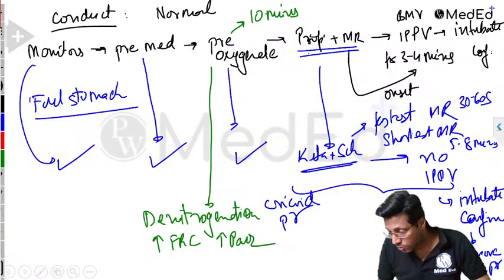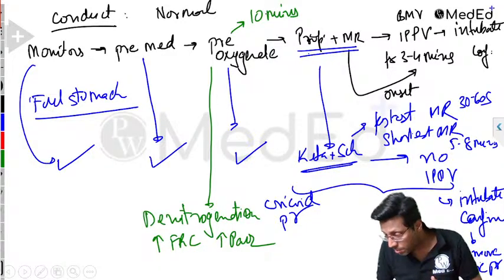Dr. Sangeeta says nitrogen washout. Very good. Dr. Pratisha says, sir, why is IPPV given till the muscle relaxant is effective? Arey, then how will the patient breathe?